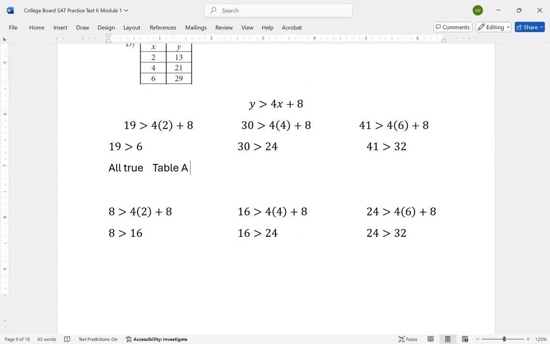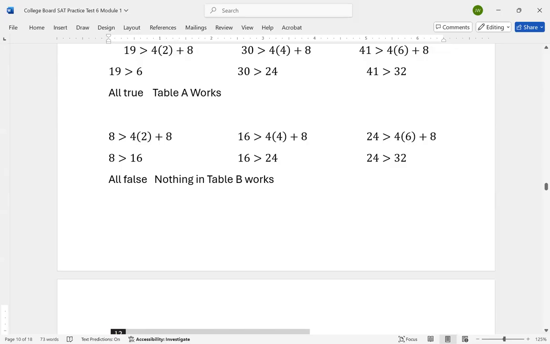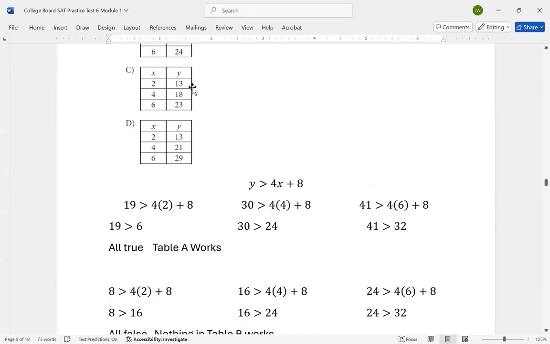So while table A works, nothing on table B works. So that's not a correct solution. Now we can do this with table C and table D as well. So I'm going to go ahead and do that. And in fact, all we really need to do is once we get one that doesn't work, we can stop.